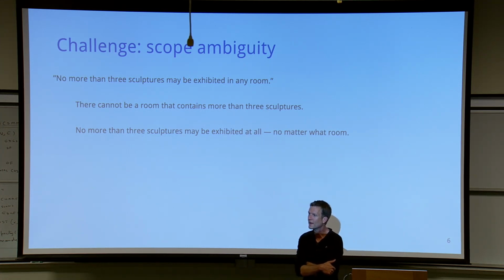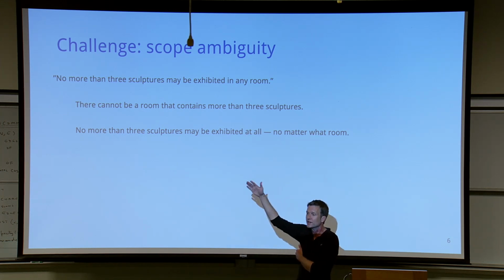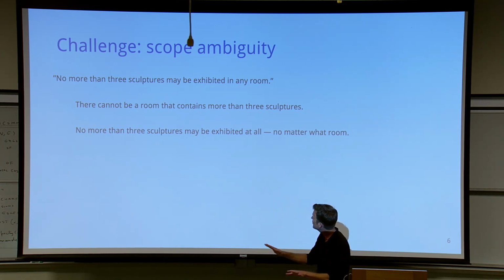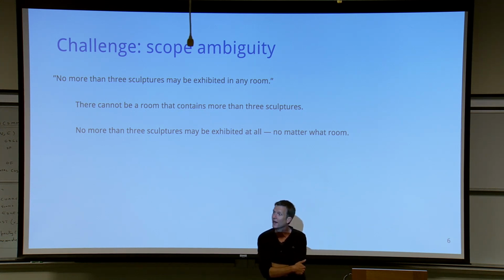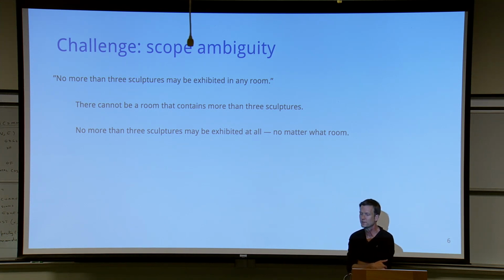Are there any differences between the first and the second in this case? Yeah. Yes, there are. Because in the first one, a possible world, a possible configuration that's consistent with the first sentence is you have 2 sculptures in this room and 2 sculptures in that room. But that is not consistent with the second reading, which says no more than 3 may be exhibited at all. Total, like ever. Yeah, exactly. So they have different logical consequences depending which one you read.